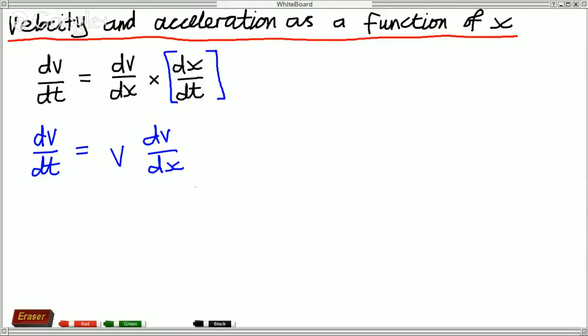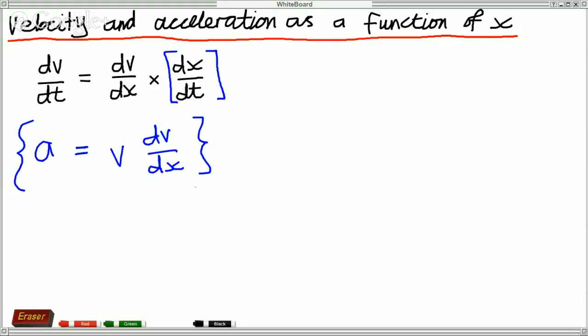And dv/dt over here is just the acceleration. The rate of change of velocity with respect to time is just the acceleration, so we can write a in that. So the acceleration of a particle is equivalent to v dv/dx. So there's a useful identity there. So that's one of the two we're deriving.